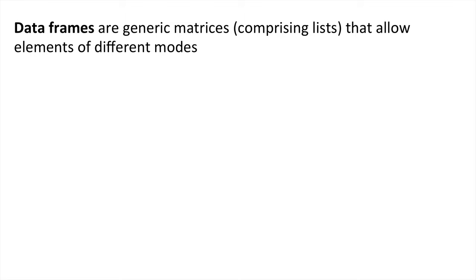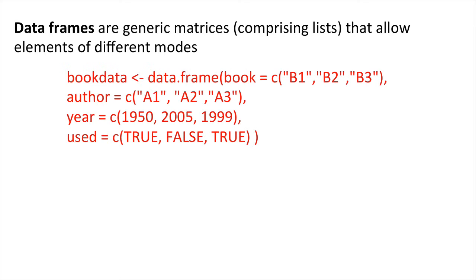They're generic matrices comprising lists that allow elements to be of different modes. So they're a collection of lists, if you like. How can we create a data frame? Well, rather like the list function, here we can use a data frame function. And here I've got book data, which is defined as a data frame with each of these different columns referring to book, the author, the year, and whether the book was used or not used in terms of a second-hand bookshop.